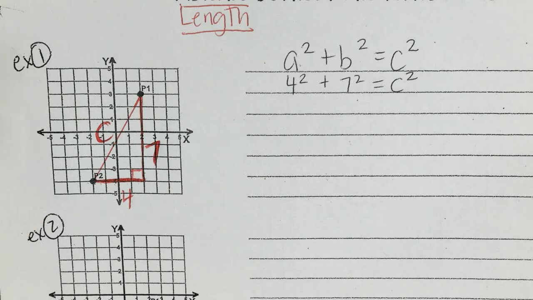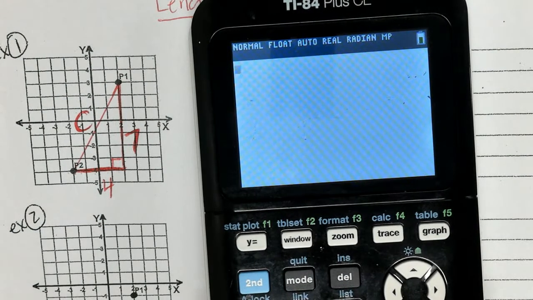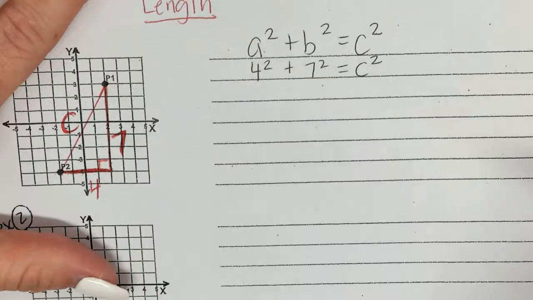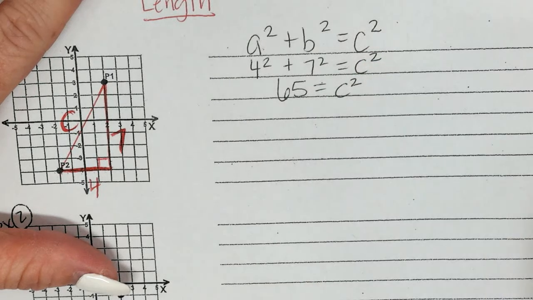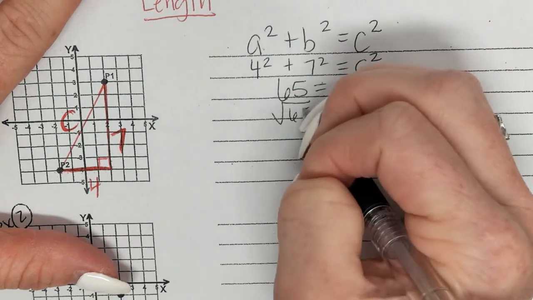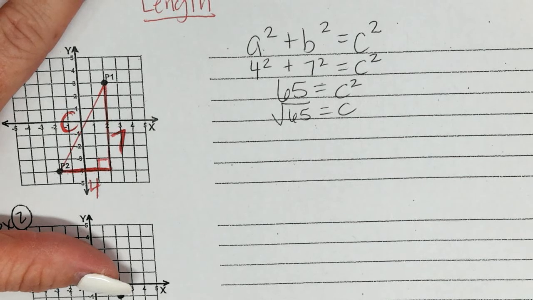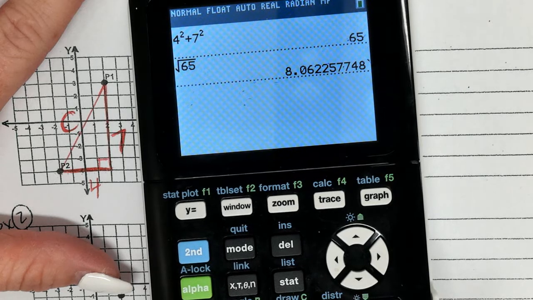Am I going to add or am I going to subtract? I'm going to add. So I'm going to go to my calculator and do 4 squared plus 7 squared, which is 65. And what do I do to my answer? Square root it. The square root of 65 is 8.06.